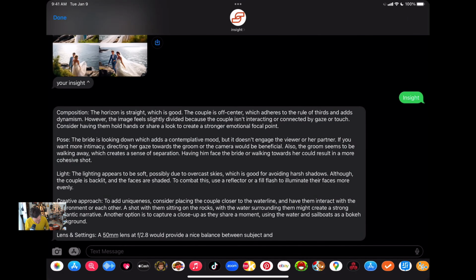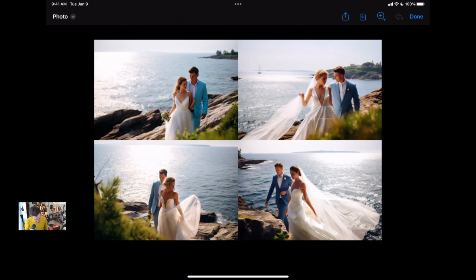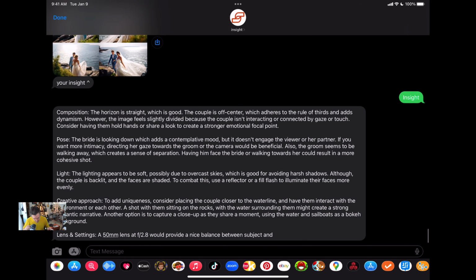Insight sent back some visual ideas. It's leaning into maybe playing with the dress a little bit more, or it's inventing a veil, but you get the point. All right, and then the text, I will read this one.